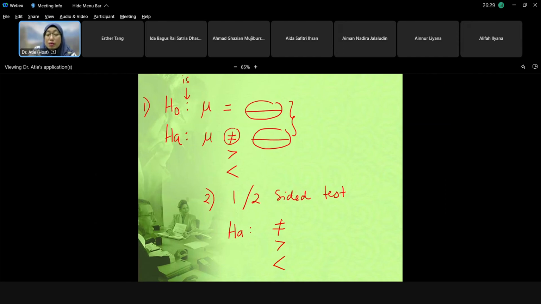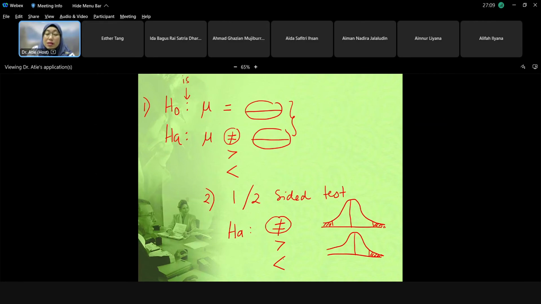If your HA contains this symbol, not equal sign or different, then it means it's going to be a two-tail test, right? So what does it mean by two-tail? The tails, right and left, have the error part, the rejection region, right? So that's what we call two-tail. And then for greater than, the tail that we need to shade will be only on the right side to show it is greater than 0.